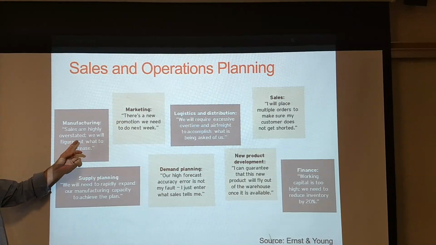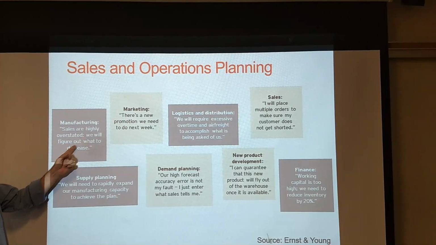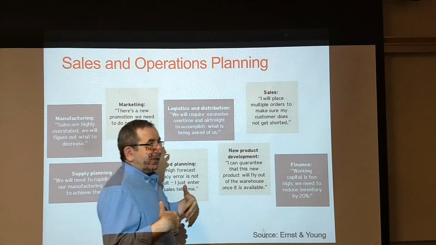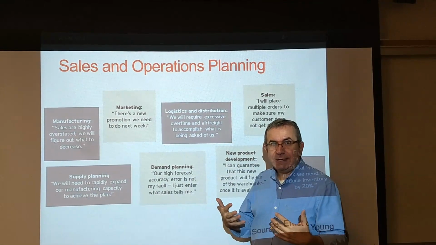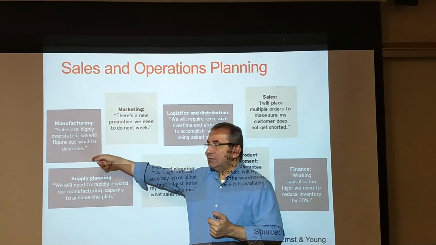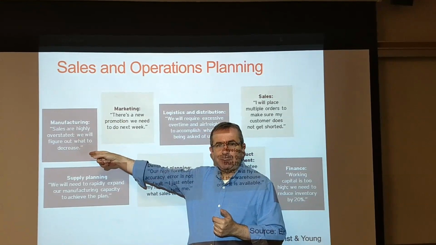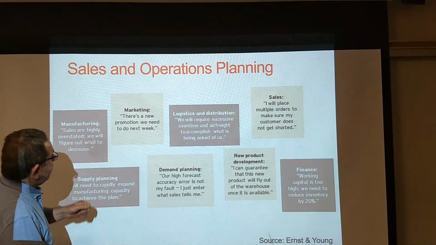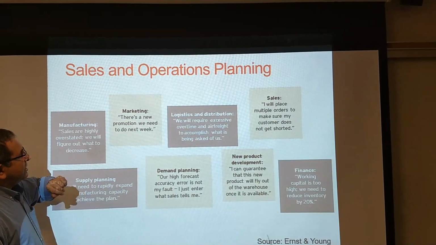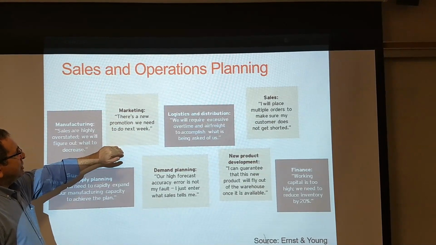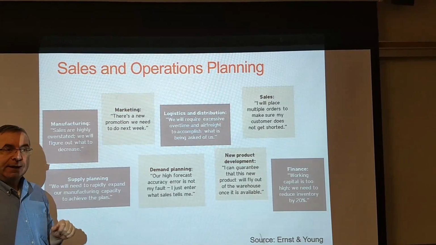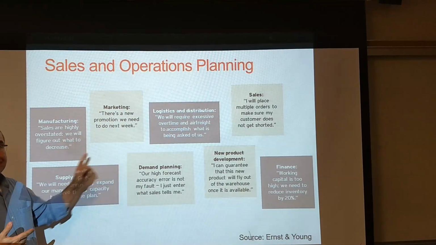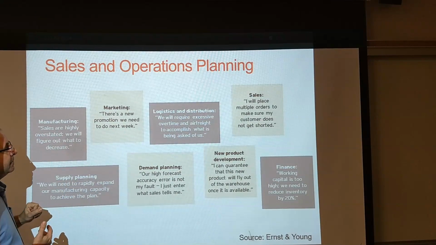And manufacturing says we will figure out what to decrease. So the manufacturing department unilaterally decides how to decrease forecasts. They don't trust forecasts coming from sales. And here, marketing says there's a new promotion we need to do next week. So they decide on the promotion on their own without consulting other departments.